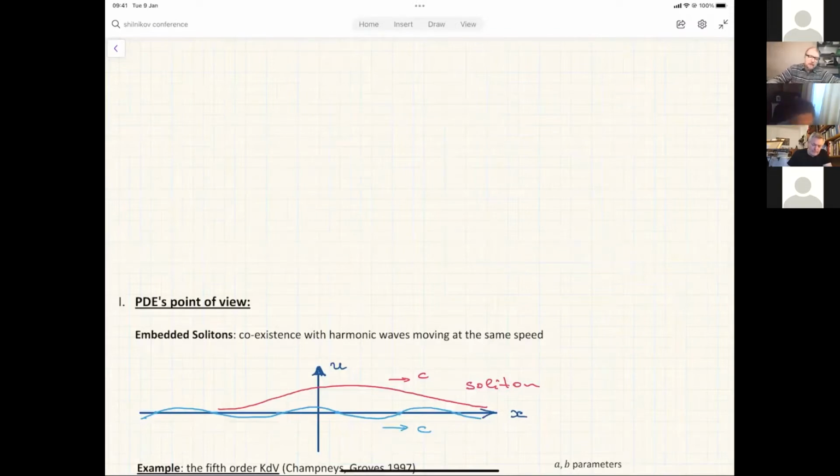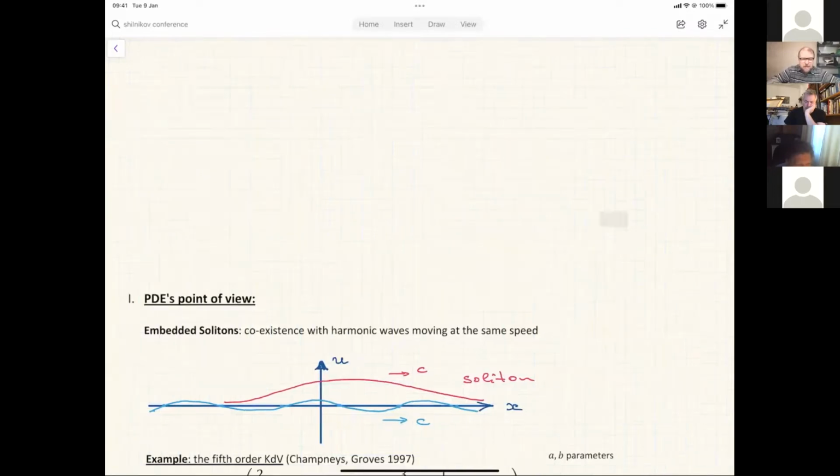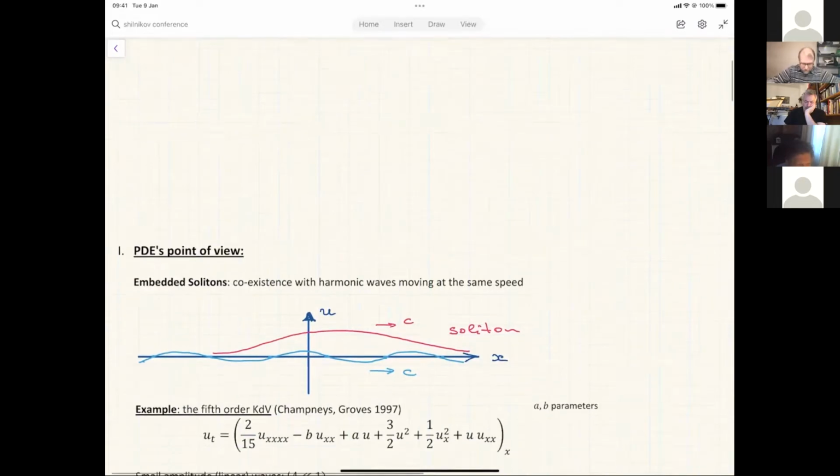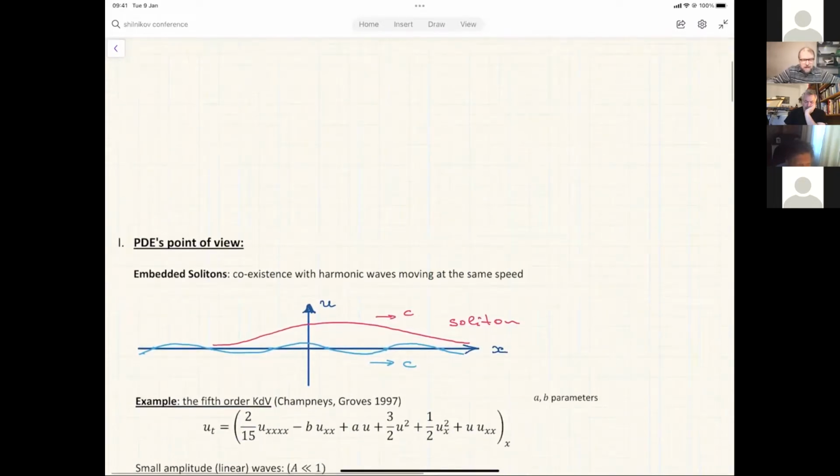And the solitons of this type, the usual solitons which have a bell shape, which coexist with a small linear wave, are called embedded solitons. And embedded refers to the relation of these solitons with the spectrum of linear waves. So the first example of that type was given by Champneys and Groves in '97.